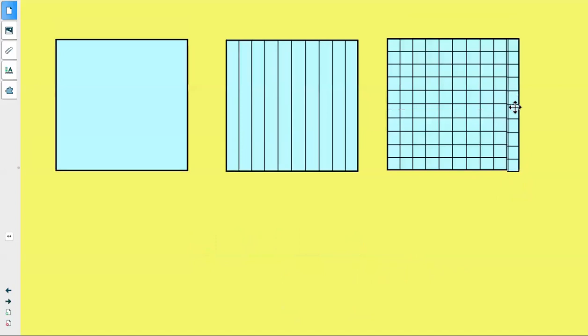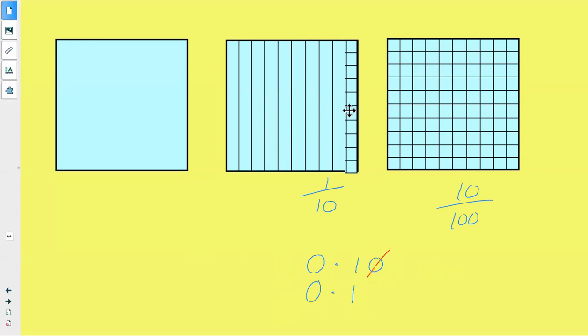Just to make clear again, 10 hundredths is the same as 1/10. When I place this on top of it, you can see it fits nicely. So again, 10 hundredths is the same as 1/10. That would be written as 0.10 or 0.1, which you know are the same because you do not need that 0 at the end. Okay, let's move on.